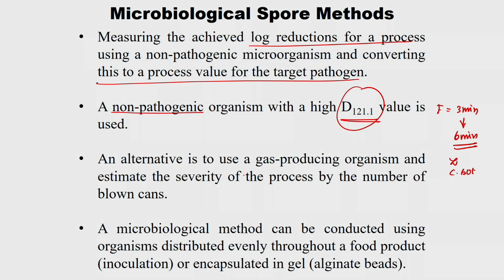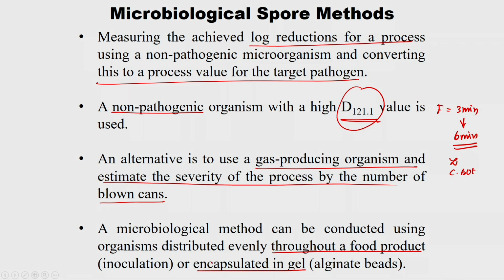An alternative way is to use a gas producing organism and judge the severity of the process by the number of cans blown. This also can be checked, right. And the microbiological method can be conducted using organisms distributed evenly throughout the food product or encapsulated in gel. So, this happens in two ways.